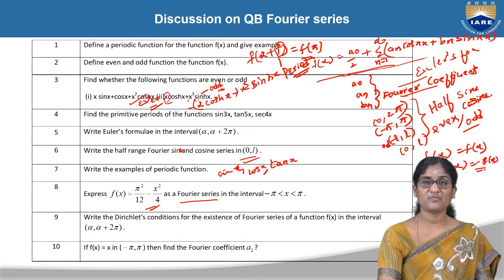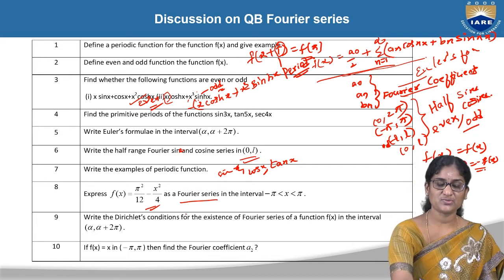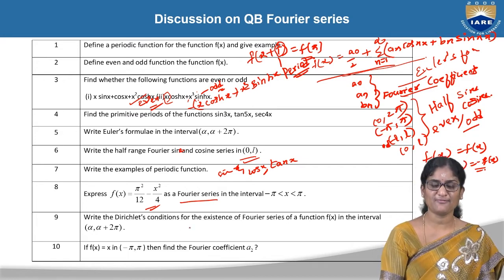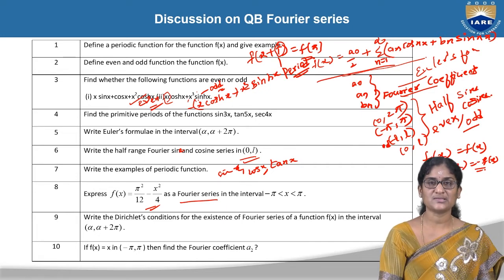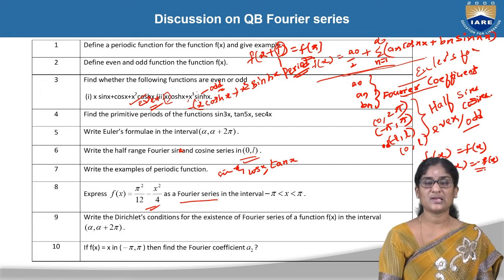a naught is 1 by pi integral minus pi to pi f of x dx. What is f of x? Pi square by 12 minus x square by 4 into dx. So pi square by 12 is a constant, so we are going to get pi square x by 12 minus x to the power of 3 by 12, where x has to be substituted with the lower limit minus pi and the upper limit pi, to give the Fourier series.